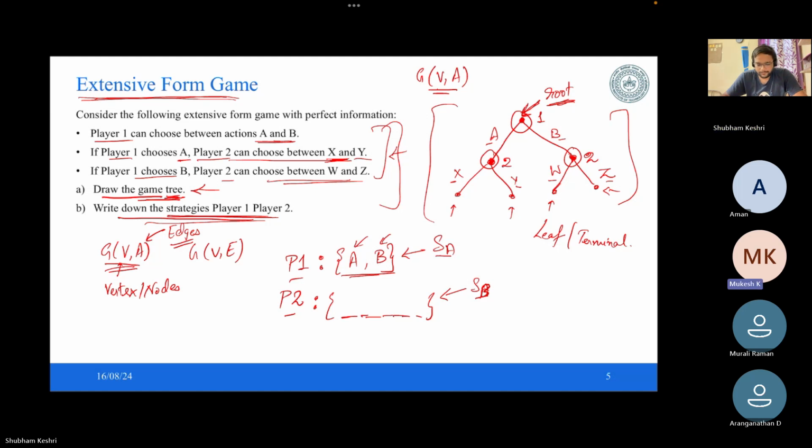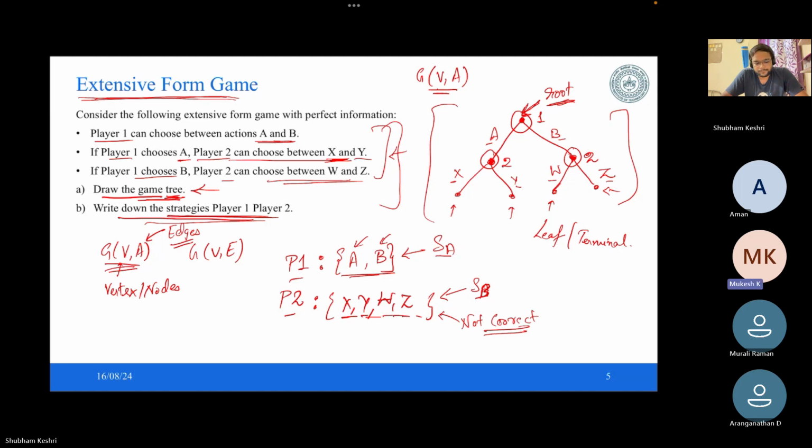X, Y, W, Z. So you're saying X, Y, W, Z. These are the strategies of player 2. Am I correct? Yeah. All right. So when you're saying the strategy set of player 2 is X, Y, W, Z, this is not correct. Can anybody tell me why this is not correct?